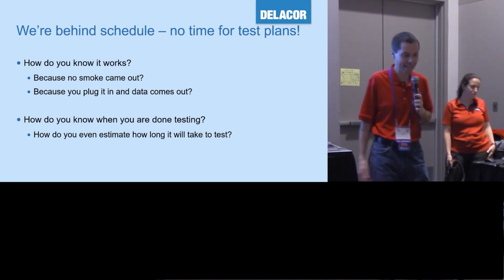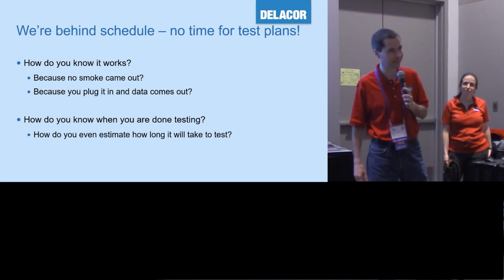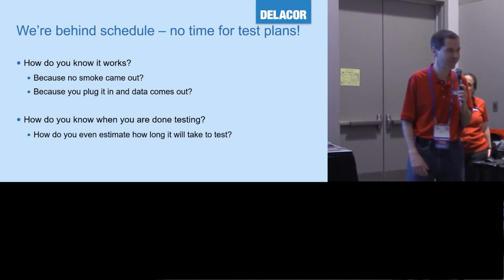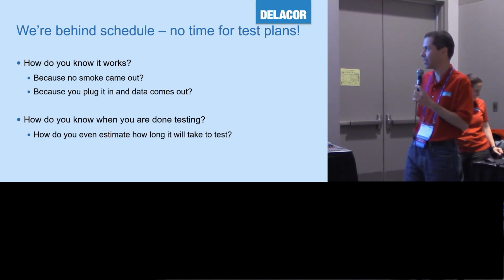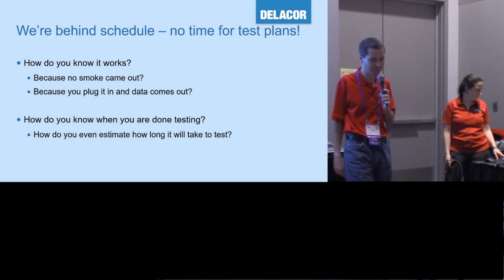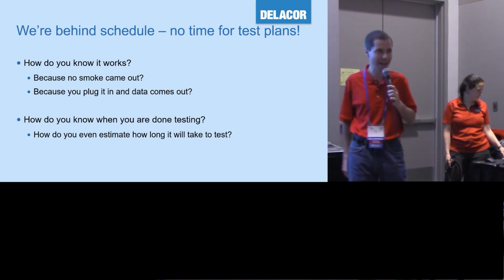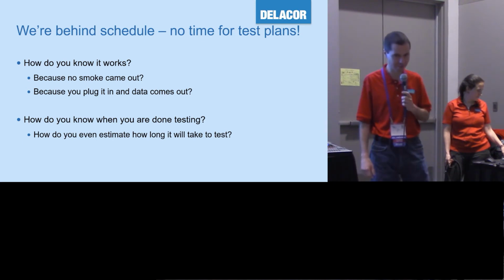Or you plugged it in and data came out, right? You get ones and zeros coming out. That must mean it's working. And I have some more detailed examples of that here. But more importantly, how do you know when you're done, right? You can be testing something for 6 months because you just keep poking at it, but without a plan, it's hard to work efficiently.